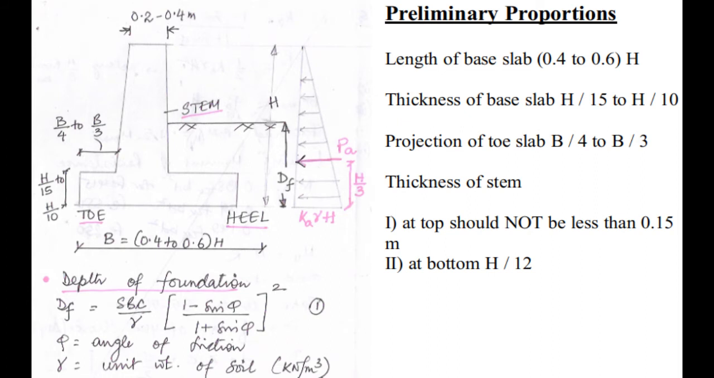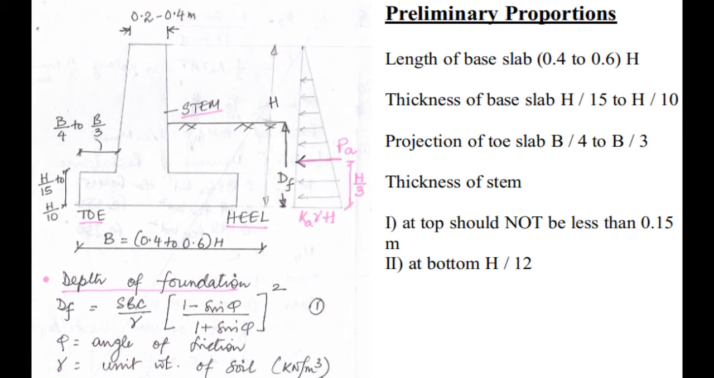So let us have a look at the preliminary proportions of cantilever retaining wall. So you can see the diagram of a cantilever retaining wall. The vertical portion is called as a stem. So if you see in the diagram that the stem is tapered from top to bottom. So top portion, the thickness of the stem at the top, it is taken between 0.2 to 0.4 meter, but the condition is it should not be less than 0.15 meter. And at the bottom thickness of the stem is h by 12.